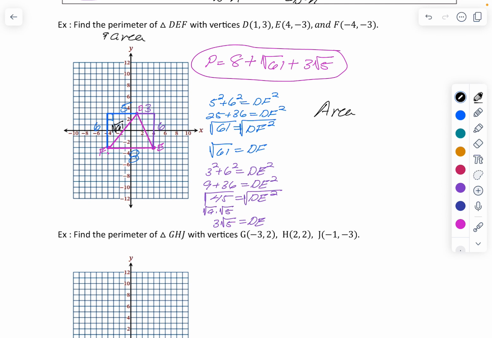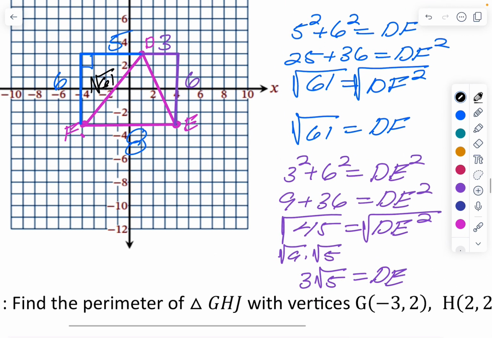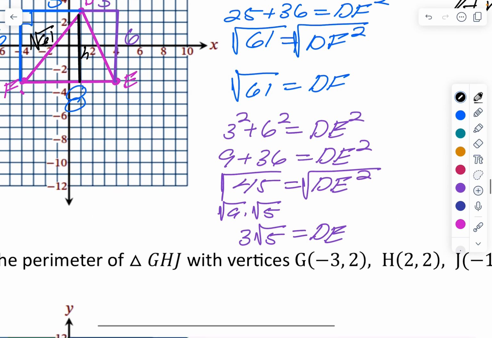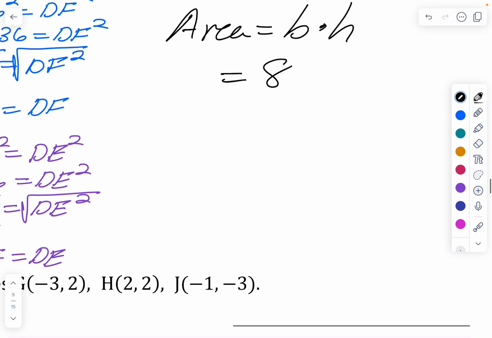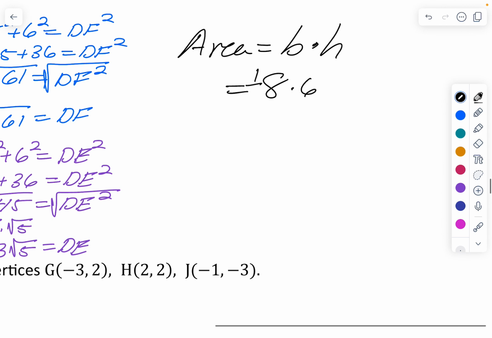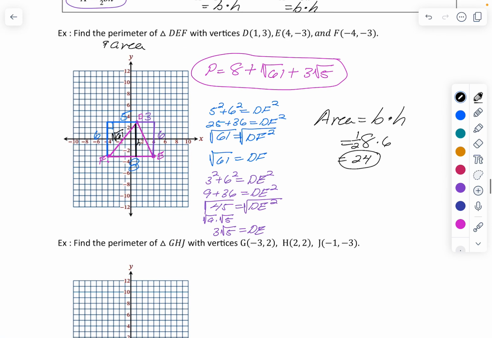So the area, we need base times height. So the base here is 8. Now remember, the height of this is going to be there. That's going to be my h. So the height, we can count straight up. It's on the grid lines, it's going to be 6. So 8 times 6. Oh, I forgot the 1/2. It's a triangle. So 1/2 times 8 times 6 is going to be 24. So that is going to be our area.